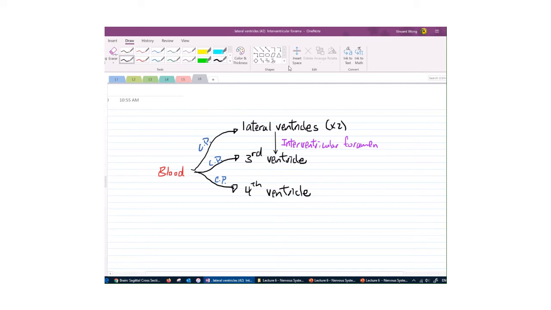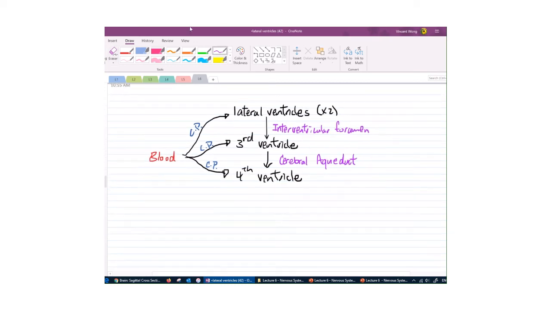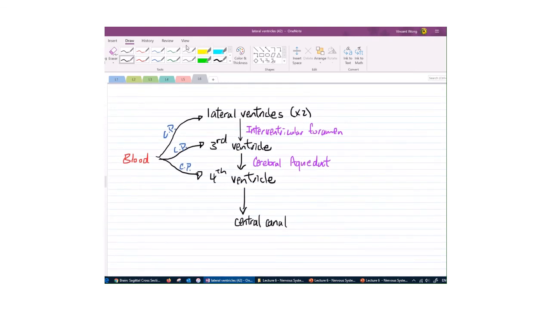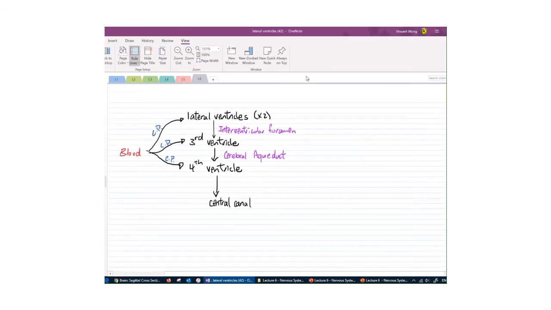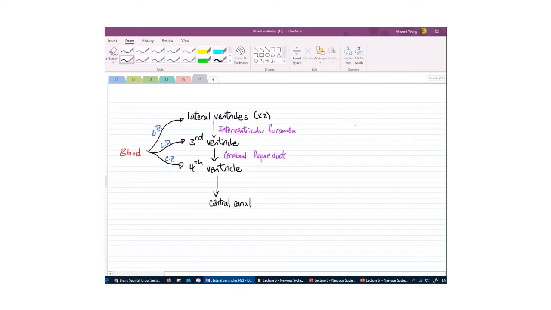And from the third ventricle, it will go into the fourth ventricle. In order to do that, you will have to go through the cerebral aqueduct. Okay, and then from the fourth ventricle, it is going to go into the central canal, which is in the middle of the spinal cord. And then from the central canal, it will go all the way back up to your brain. Okay, so this part is a little bit hard to visualize. Let me try to draw it out for you.